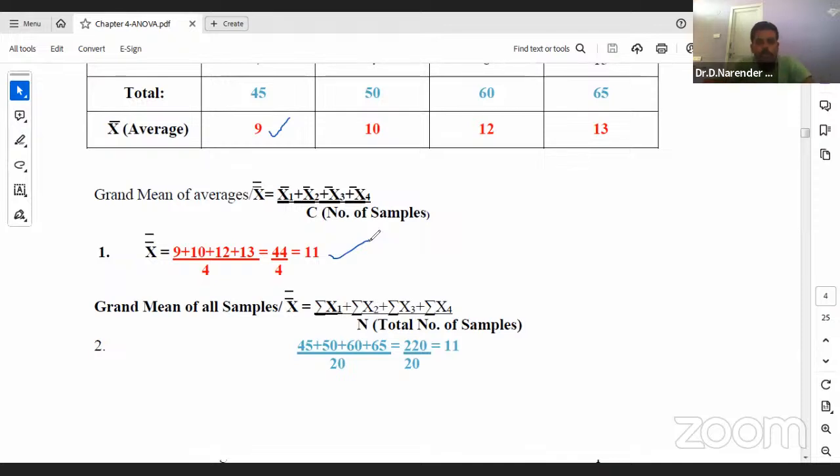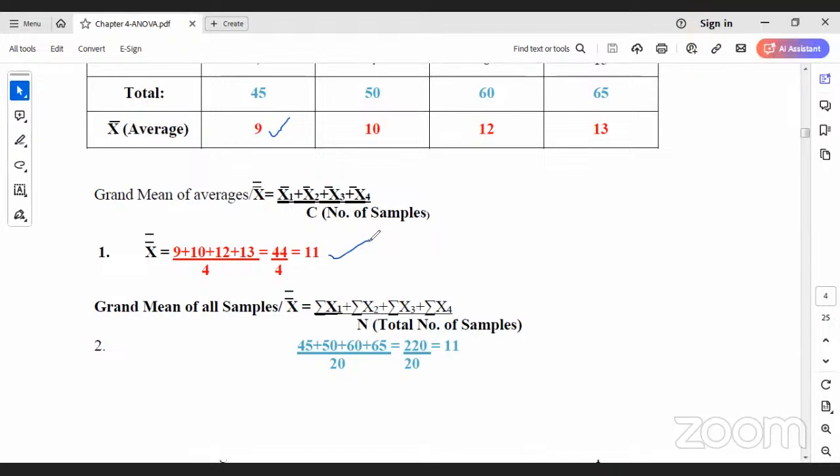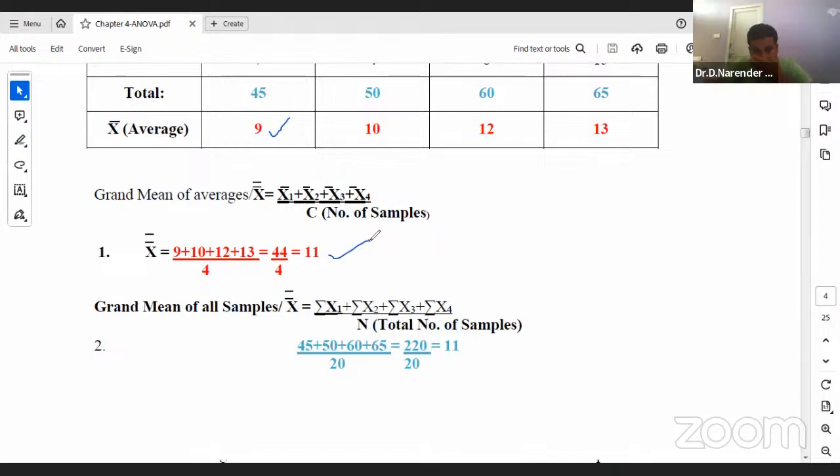Then the second one, 10 minus 11 is 1. 1 squared is 1, and you have to write it 5 times. Then 12 minus 11 is 1, and 1 squared is 1, five times. Then 13 minus 11 is 2, and 2 squared is 4, five times. So I think you understood this one.